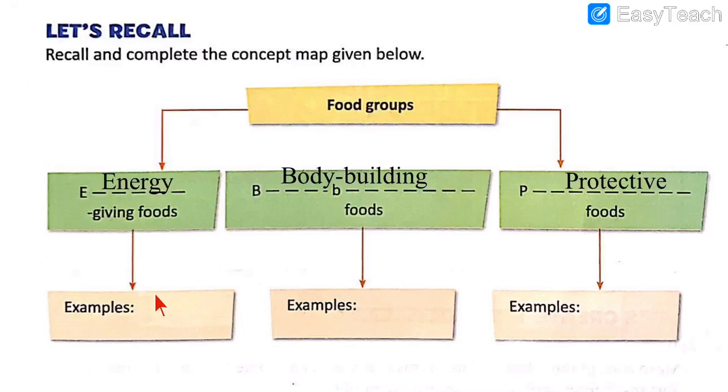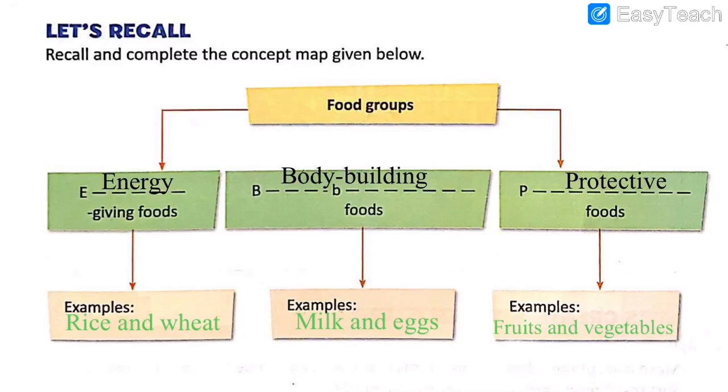Now we shall write the examples for energy giving food, bodybuilding food, and protective food over here in the box given below. Let's write. So here are the examples I have written. You too can write it in your notebook. Energy giving food, rice and wheat. Bodybuilding food, milk and eggs. Protective foods, fruits and vegetables. I have written 2 examples for each.